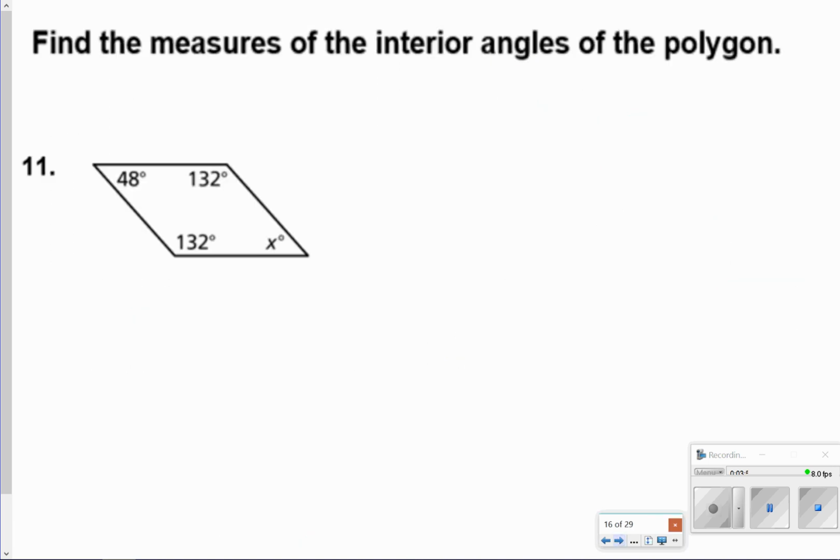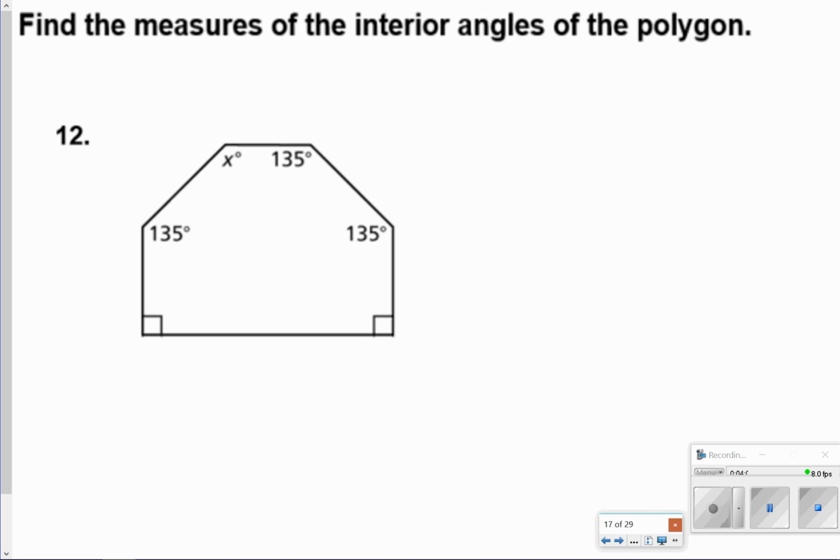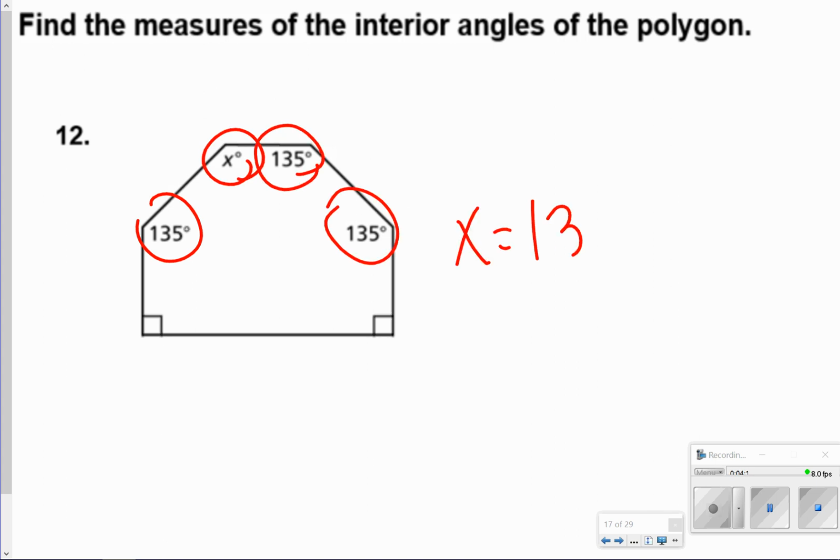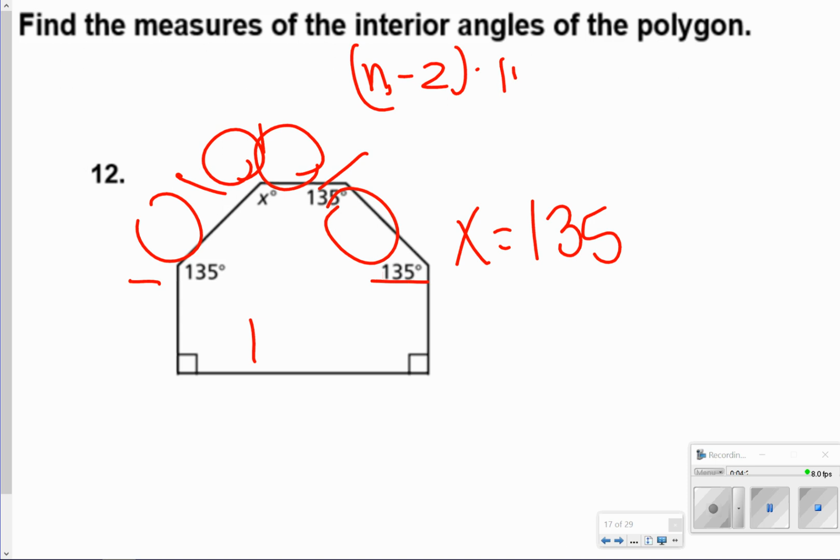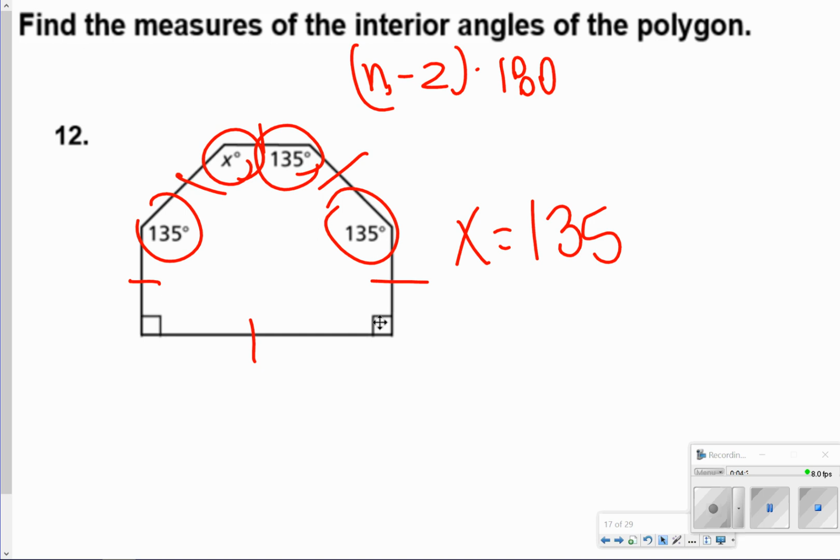Number 11 should have been easy. This is a parallelogram, so it's just going to match the opposite angle, so that's going to be 48 for number 11. And then the last one on the first page, notice that all 4 of the angles are matching up here in the top corner, so all of these are going to be equivalent, so x will be equal to 135. You could also count the sides. There are 6 sides, so remember we did n minus 2 for the number of sides, and then times it by 180. That is how you can find out the total degree measurements there. That'd be 4 times 180, and then you just subtract everything from that.